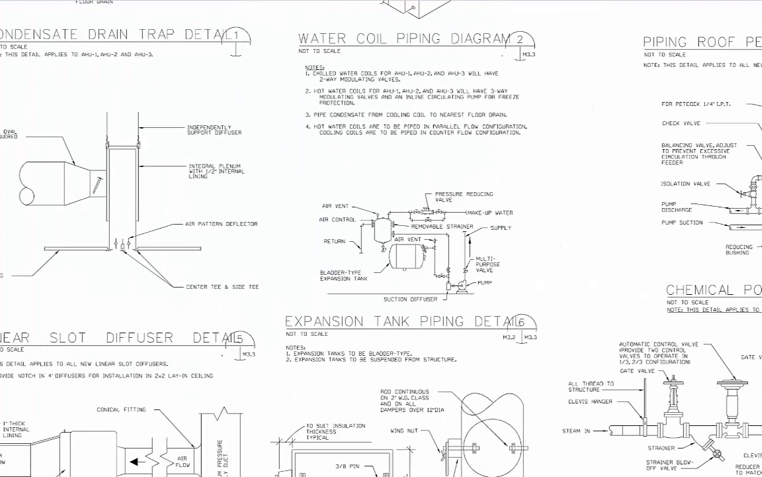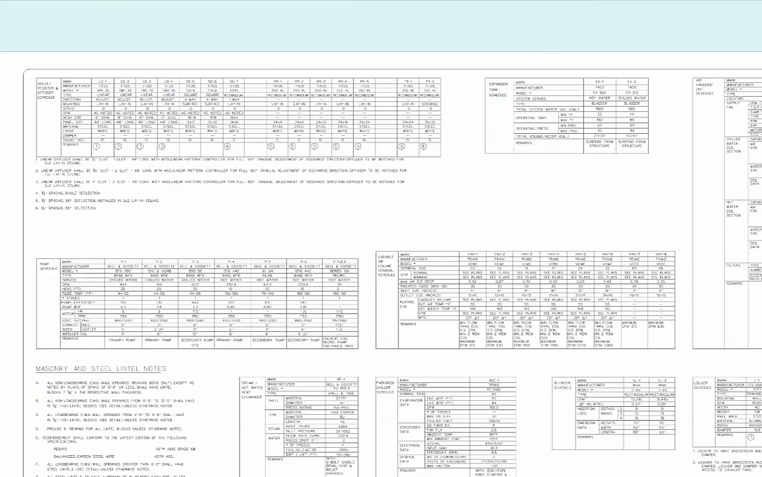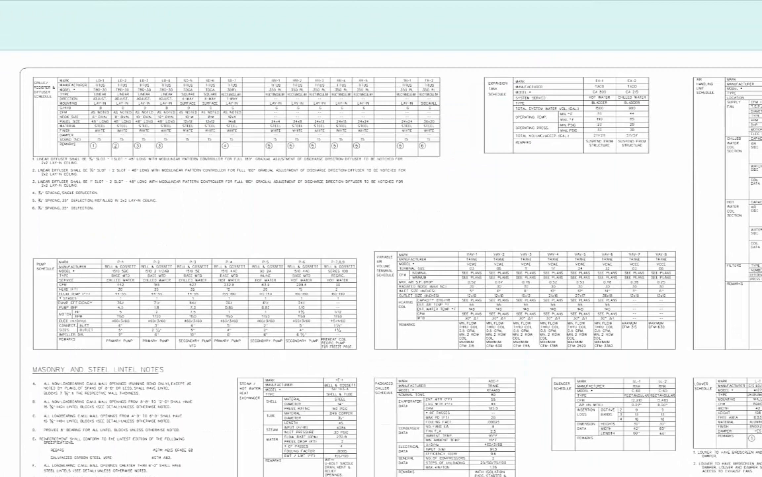There's also usually a sheet labeled mechanical details, or something to that effect. That sheet would contain a bunch of detailed schematics showing how the various components of the system, like the coils and air separator, are to be piped in. And lastly, there are the mechanical schedule drawings. These are usually an arrangement of tables that have detailed information about all the various devices in the hydronic system. There may be a schedule for all the air separators installed in the building, another one for the expansion tanks, and yet another one for all the pumps.